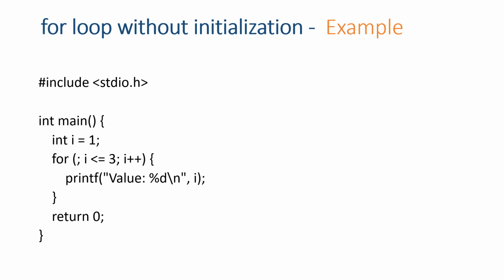There can be a case where we can write the for syntax without initialization also, but here the initialization is done with a variable. So the initial value is taken from this line, and for this sample example you can see the output values as 1, 2 and 3.